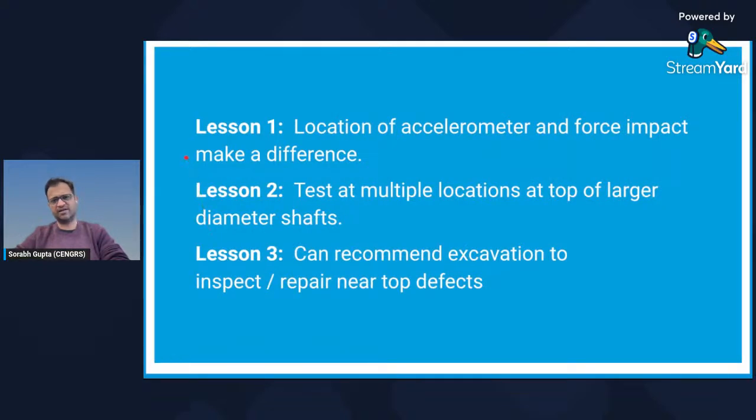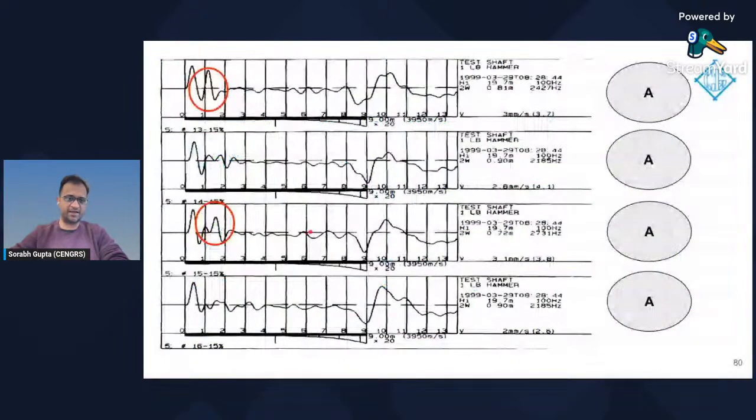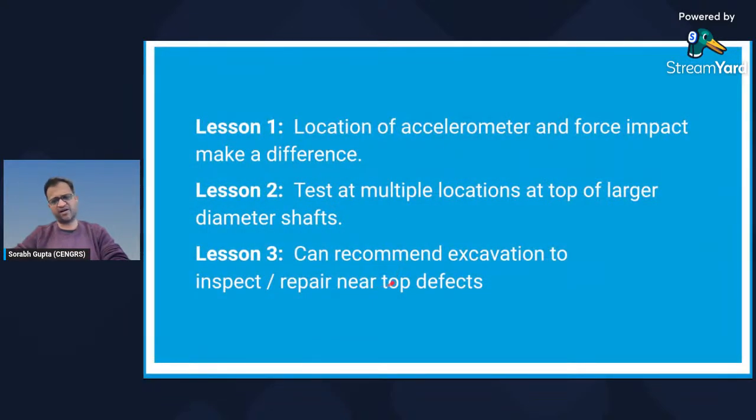So the lessons learned: obviously the location of your accelerometer and force impact make a lot of difference. You must test at multiple locations at the top of a larger diameter shaft. And like in this data, if you're suspecting a local defect or a major defect at shallow depth, definitely I think it's okay to recommend excavation so you can physically inspect or repair the defects near the pile top.